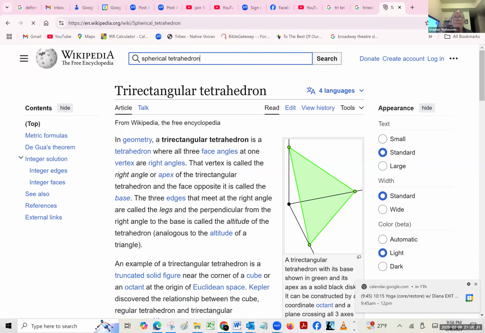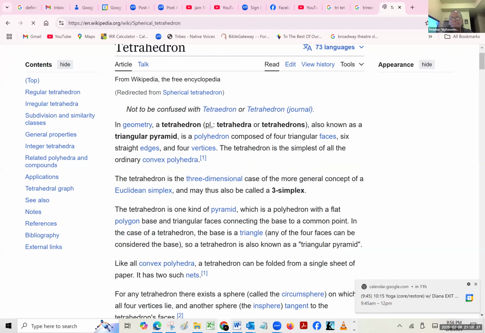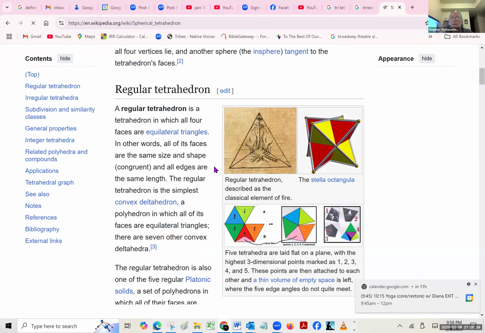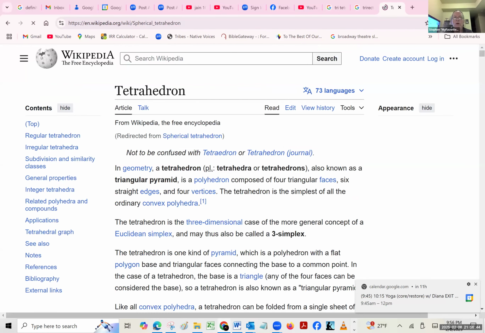You end up with a circle. Yeah, and I end up with a spherical tetrahedron, which is more... Geez, I would have thought that Wiki would have given me a spherical tetrahedron. Oh, it just gave me a tetrahedron. So I got to go back to Google.